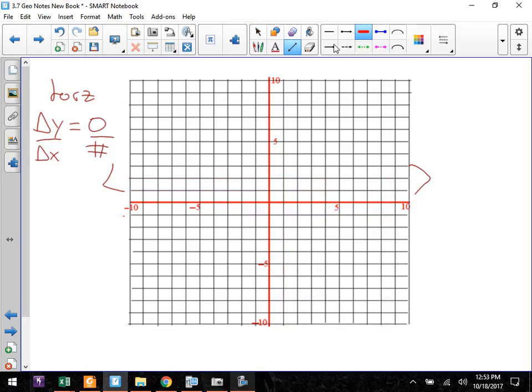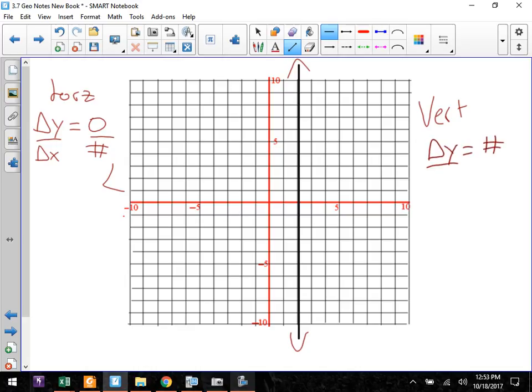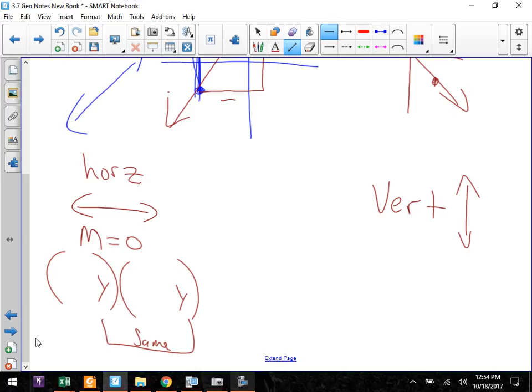And then you divide by 0. If I have a vertical line, my change in y is going to be some number, but my change in x will be the same, which is going to be 0. And what happens when you divide by 0? You can't do that. I'll explain why. You can't divide by 0 because it's undefined. What happens is your vertical lines all have a slope of what's called undefined.